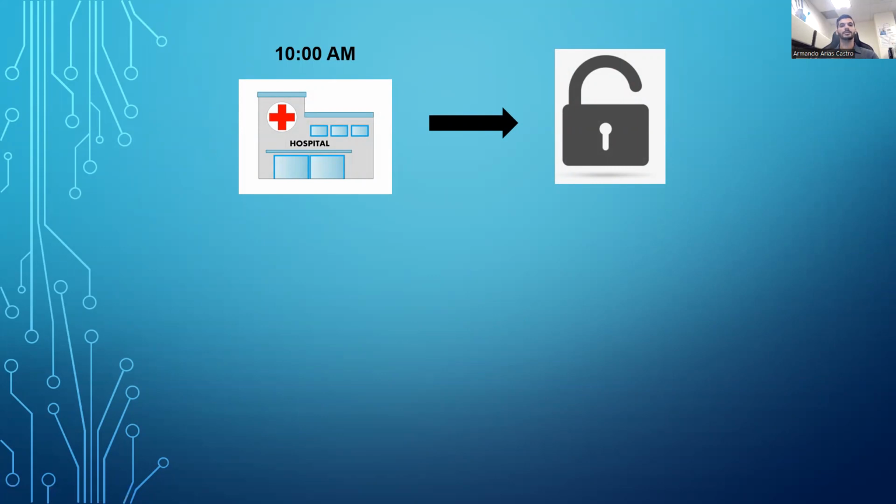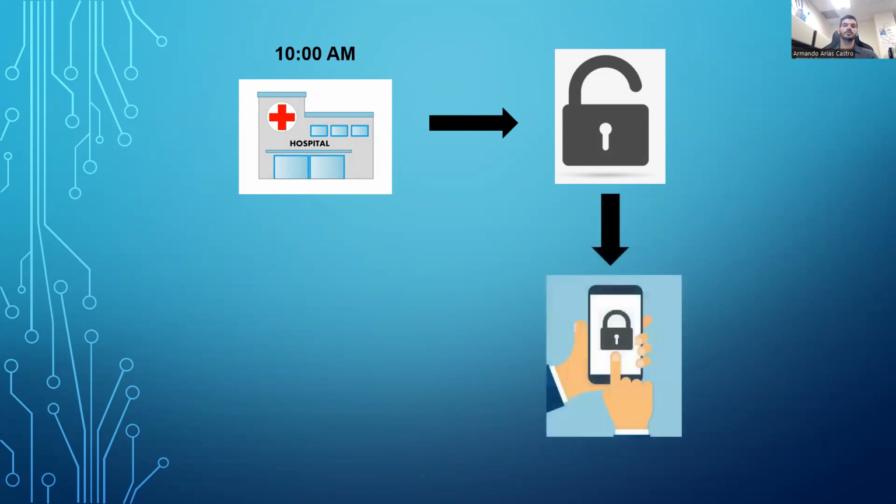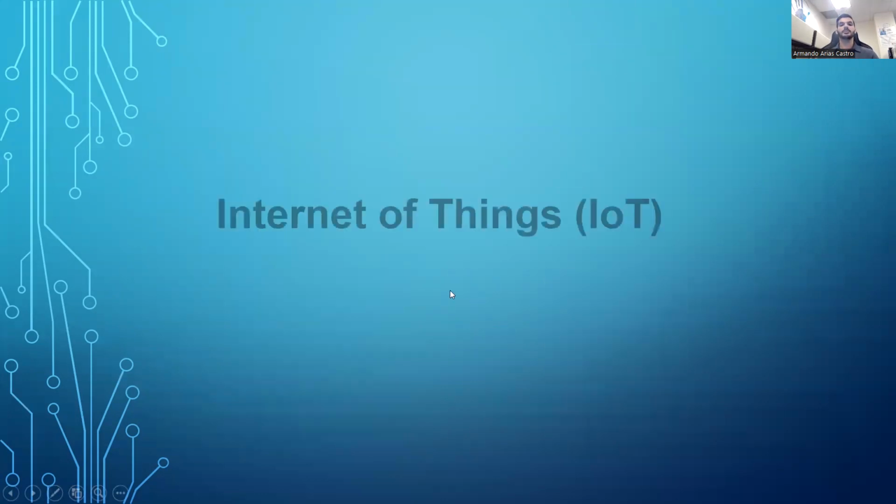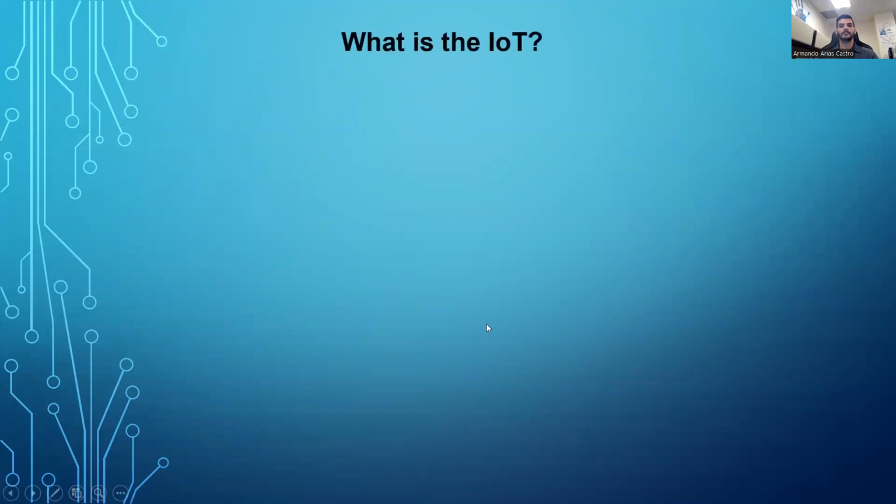Suddenly, you remember your recently installed smart security system, and with a touch on your phone, your front door is locked. Amazing, right? Now, what is this technology? This technology is called the Internet of Things. What is the Internet of Things?